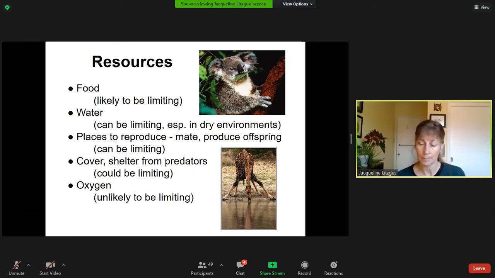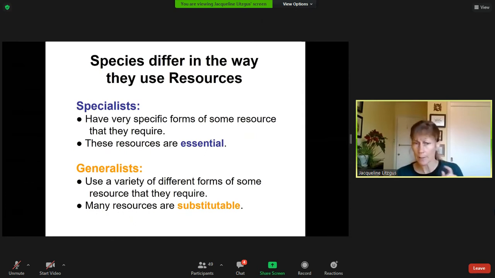Okay. So back to that graph that showed A and B and the wide and narrow niches. Species differ in the way they use those resources. Specialists are the ones with that narrow niche, right? They have very specific forms of some resources that they require. For example, many species of insect herbivores are specialists on just one kind of plant host. The classic example is the monarch butterfly. The caterpillars can only eat milkweed. The adults can take nectar from several different species, but the caterpillar relies on milkweed for its food source.